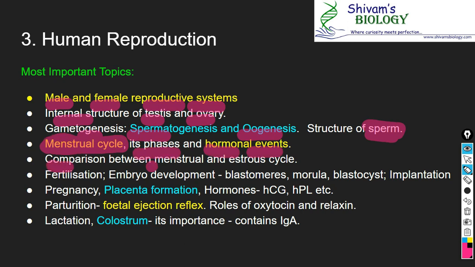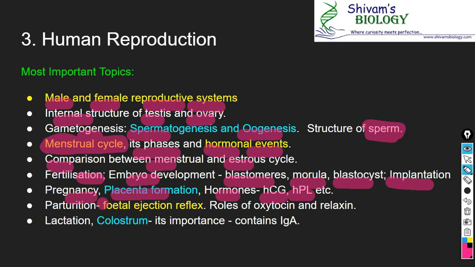Comparison between menstrual and estrous cycle, fertilization, embryo development, and various terms related with it like blastomeres, morula, blastocyst, implantation, etc. Pregnancy, placenta formation is important. You may receive question from placenta formation. Hormones like HCG, HPL, etc.